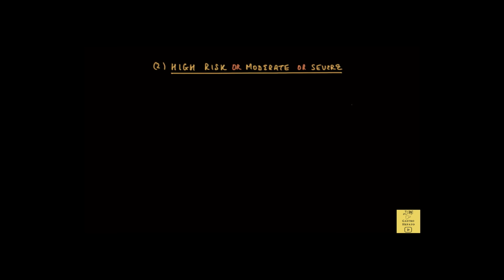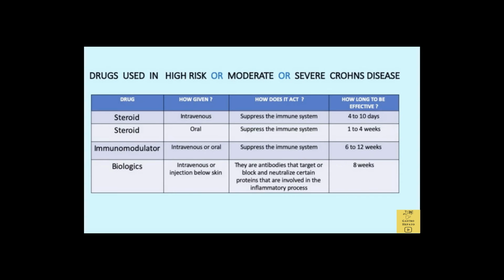For patients who are at high risk or have moderate or severe Crohn's disease, a top-down therapy is used. And more potent drugs like steroids, immunomodulators, and biologics are used. This table shows drugs that are used in high risk or moderate or severe Crohn's disease.